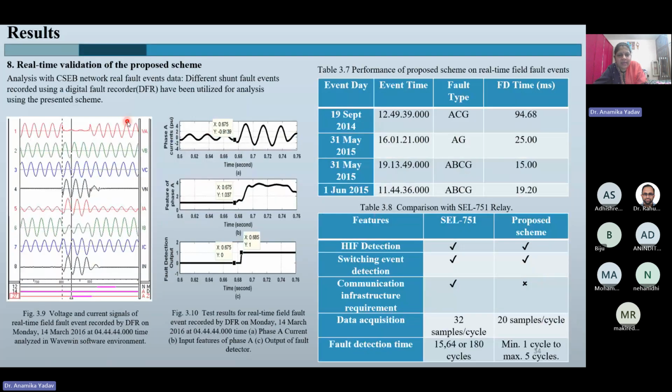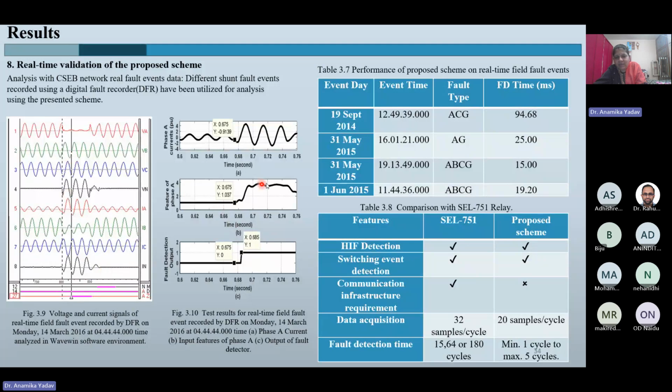Now finally, the scheme has been validated through the Chhattisgarh State Electricity Board network, wherein the fault data was recorded through DFR, particularly on 14th March 2016 at this time interval. This is the SEL relay software, WaveWin, which is used to capture the three-phase voltage, neutral voltage, the three-phase currents and the neutral current. From this we can consider which phase is actually faulty.